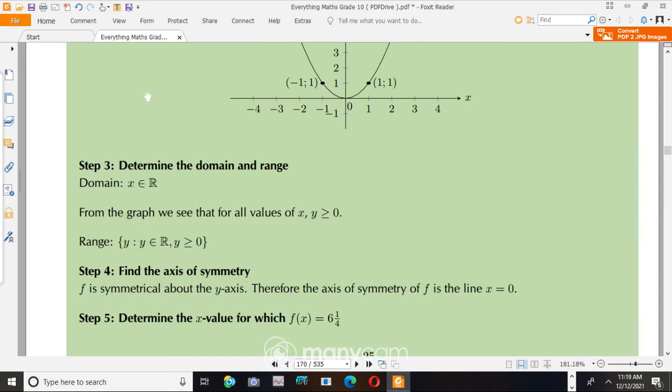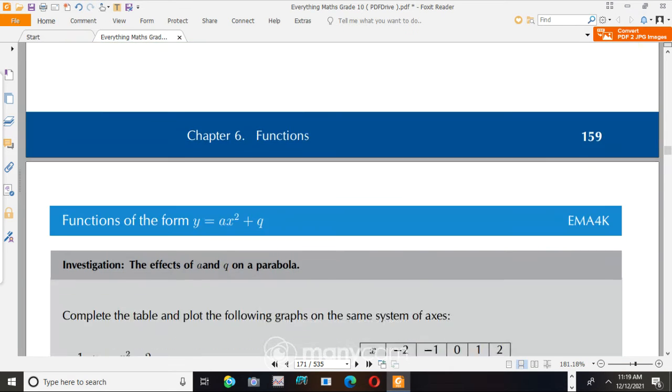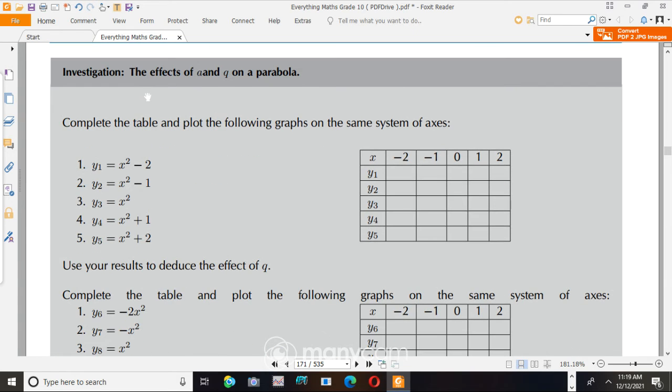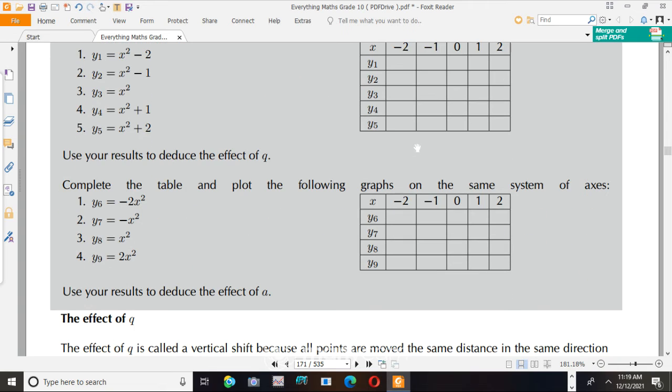And we can easily plot the quadratic equation in such a way. The effect of a and q on the parabola: complete the table and plot the graph. Take this x value, this y value, and do it for 1, 2, 3, 4, and 5, and plot the graph on the xy axis. Complete the table and plot the following graphs on the same axis, this and this one.